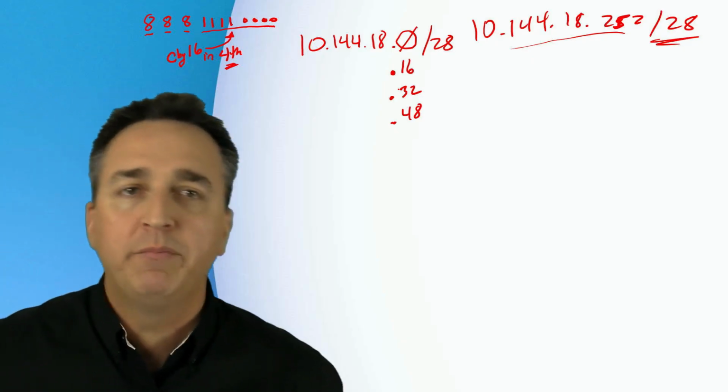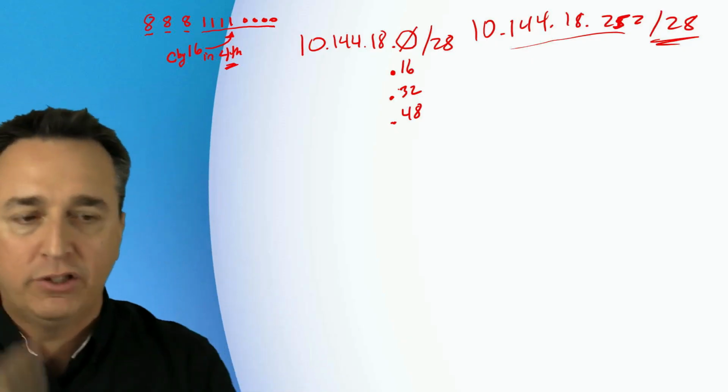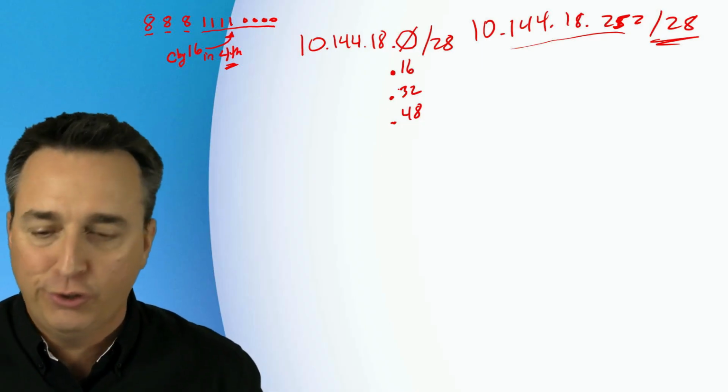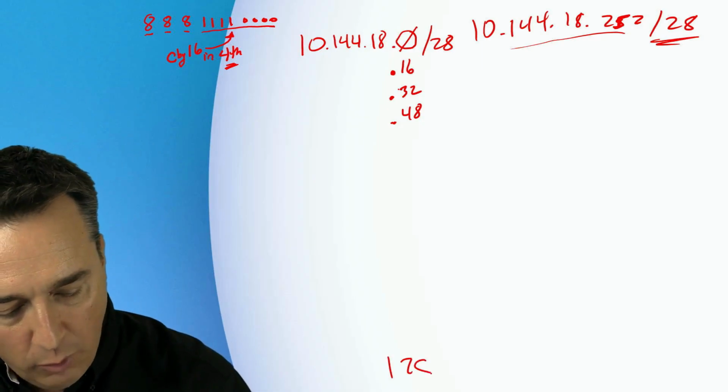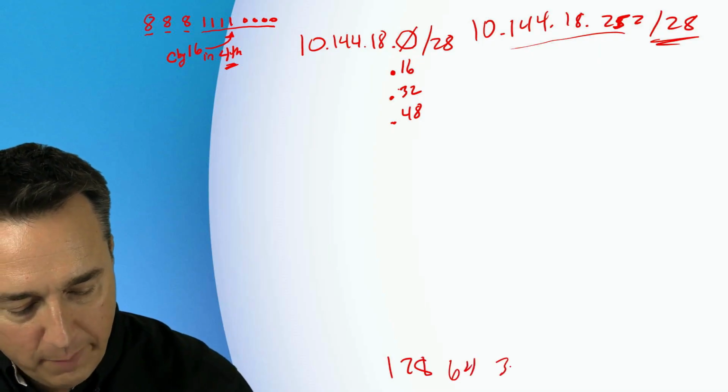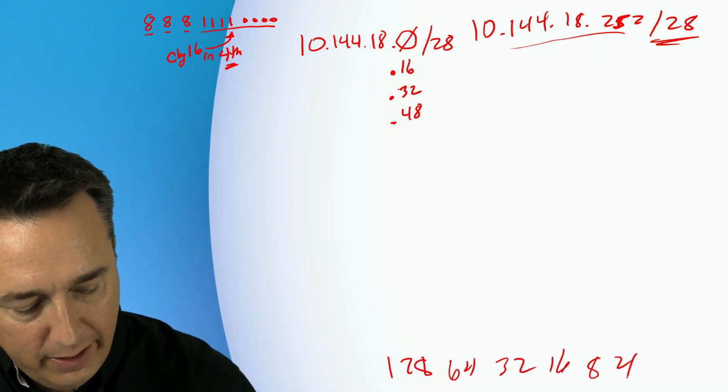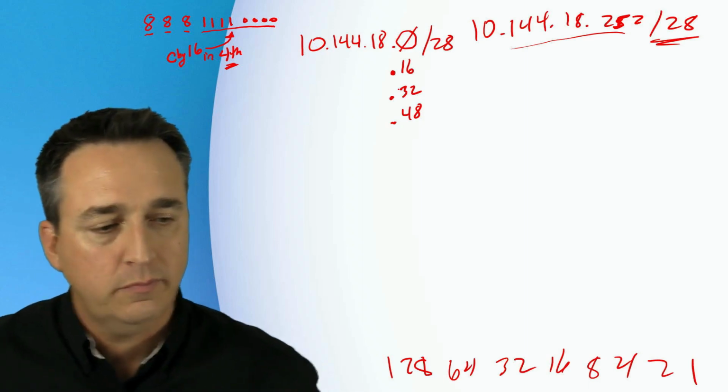And you don't have time to panic about counting on the certification exam. So I'm going to show you a shortcut right now. You ready for this one? You got 128, 64, remember? 32, 16, 8, 4, 2, 1.